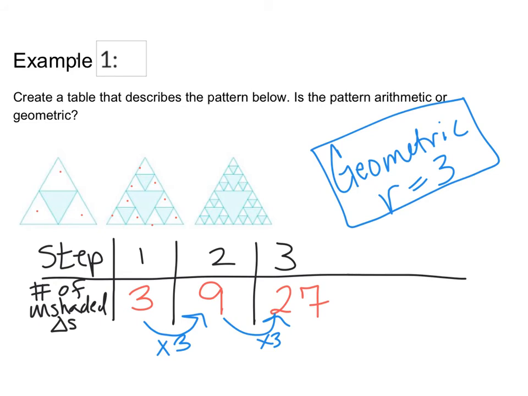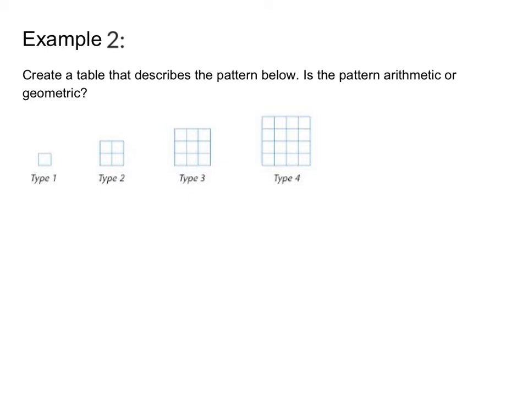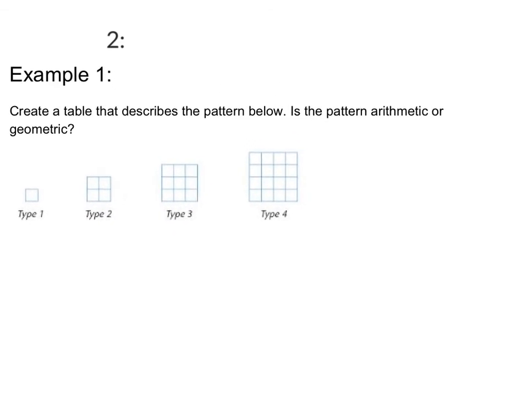All right. You all ready for example 2? Let's take a look. Example 2. Let me scoot this on down. There we go. It says create a table that describes the pattern below. And is the pattern arithmetic or geometric? So I'm going to create a table first.